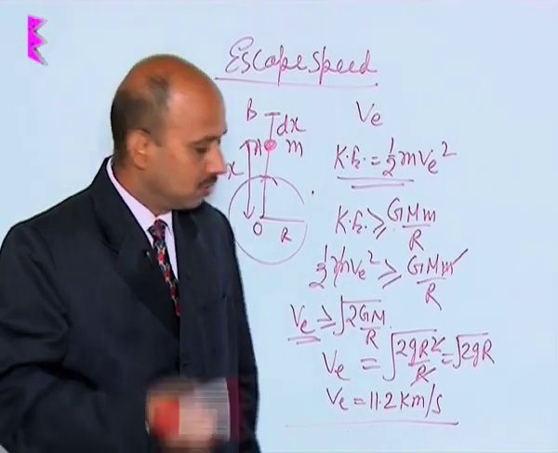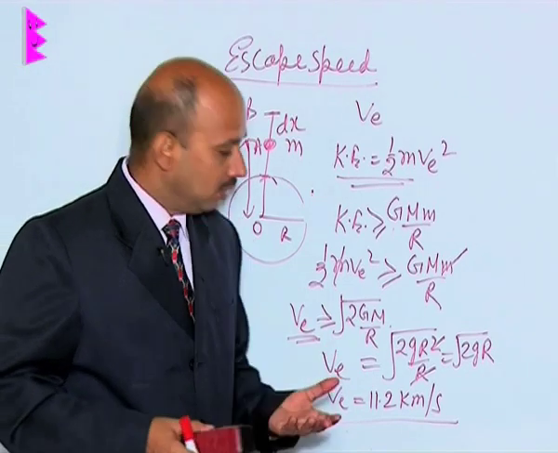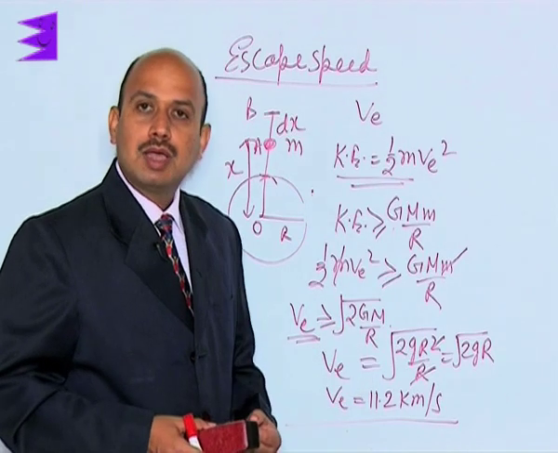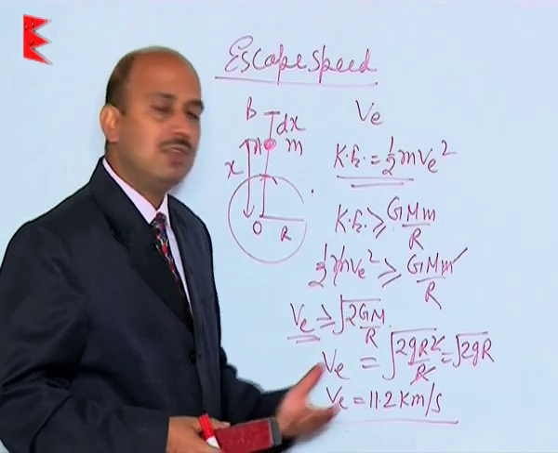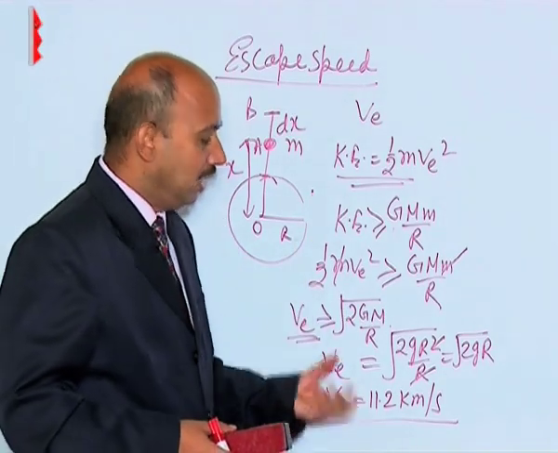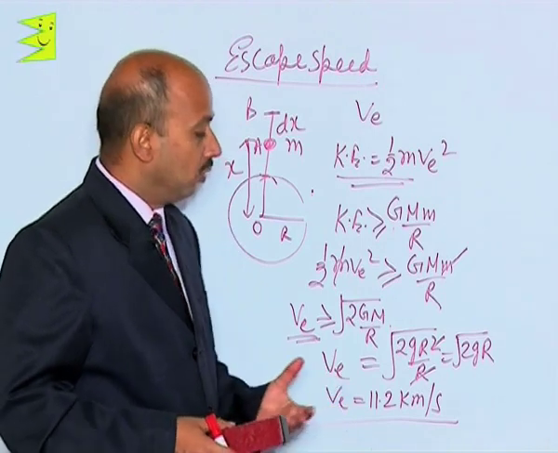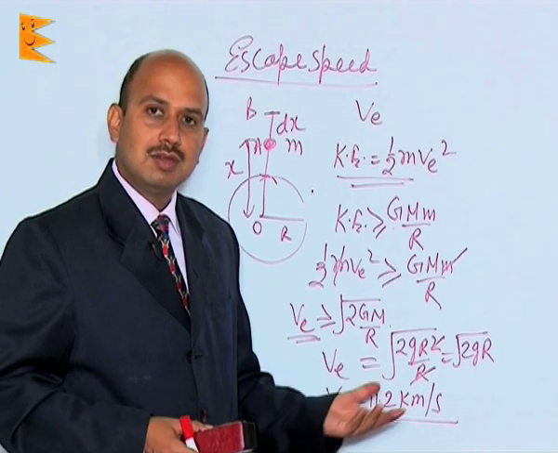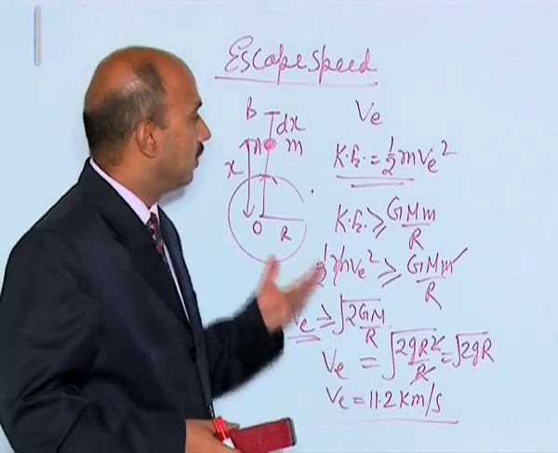Now see here, this escape velocity from the surface of earth does not depend on the mass of the body, and it also does not depend on the angle of projection, but obviously you have to throw it in such a way that it can go upward. So it is independent of the mass of the body projected. If you calculate this escape velocity from the surface of the moon, it will be lesser because the mass and radius of the moon are less than those of the earth.